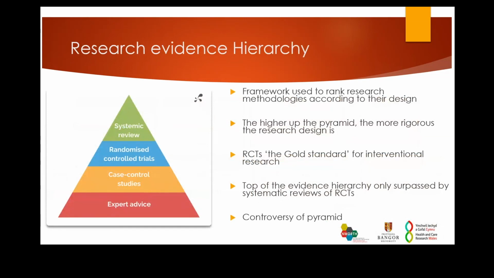So within research, there is something called the research evidence hierarchy. And this is basically a framework which is used to rank or order research designs based on the type of research that it is and the methodologies that they use. So the higher up the pyramid, the better the research design is perceived. Randomized controlled trials, which is the blue section in the pyramid there, sit at the top of the evidence hierarchy just below systematic reviews, and they are known as the gold standard of clinical trials.